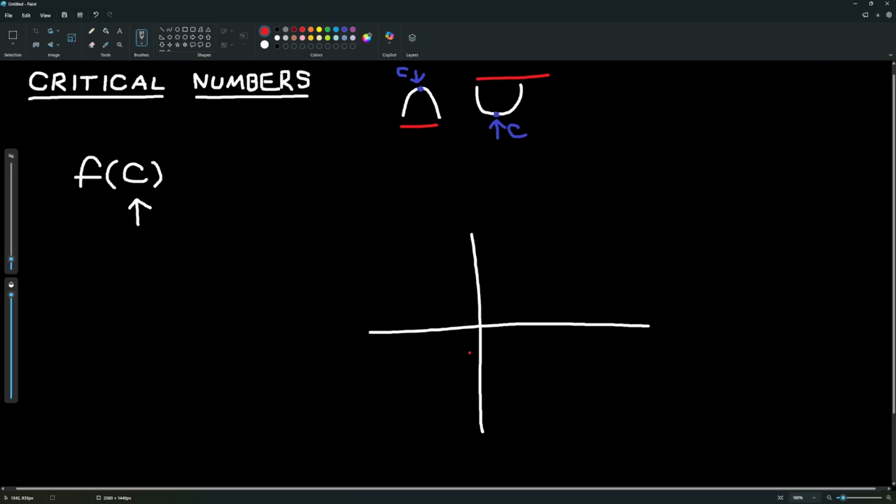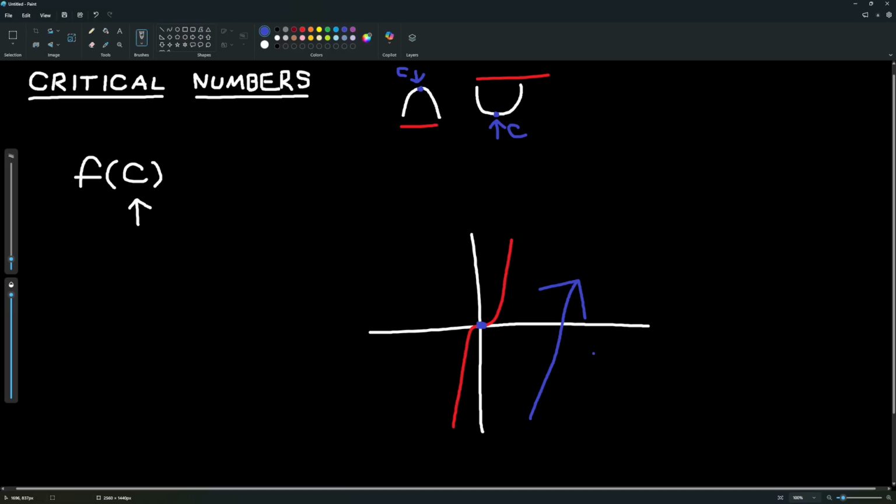Let's say, for instance, that we have just a normal cubic function. In our cubic function, which is simply f of x equals x cubed, we can see that the slope equals 0 at the origin. However, it doesn't change direction. The function itself is always increasing. It doesn't change to go down.